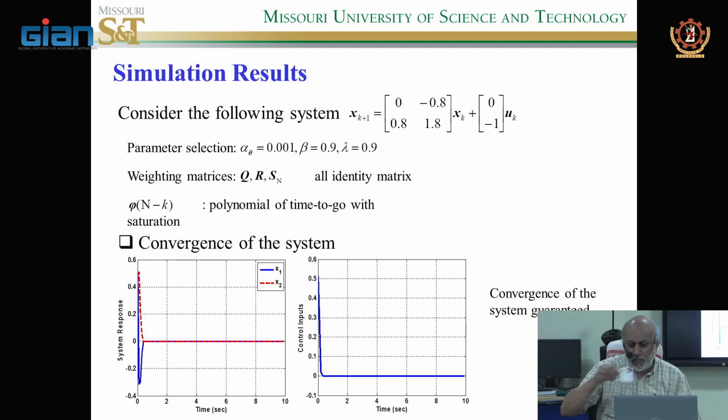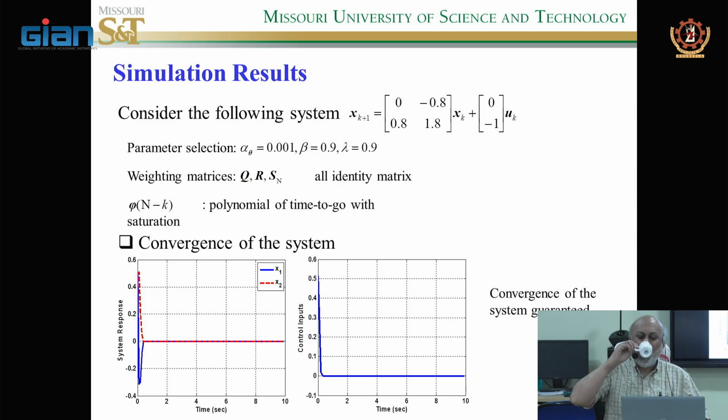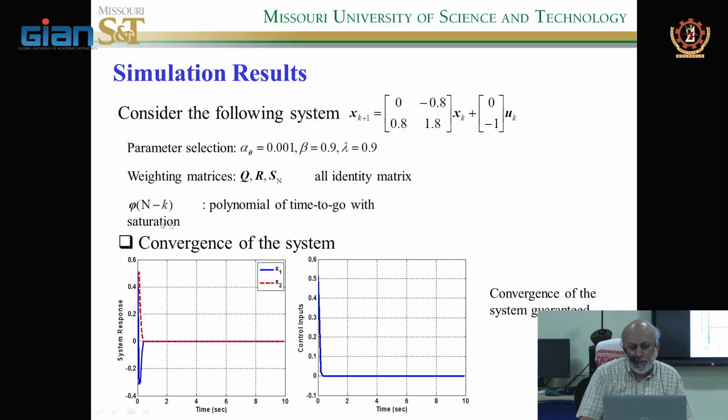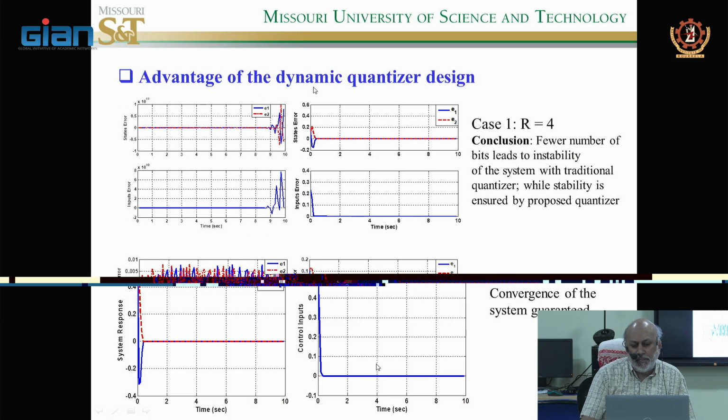Okay, here is another example. So this is a different system, A and B. This is a more simplified system, and you see the parameter selections. And here is the basis function. So here it converges nicely. Convergence is guaranteed. In this case, there are only 2 states. And here, the advantage of the dynamic quantizer.